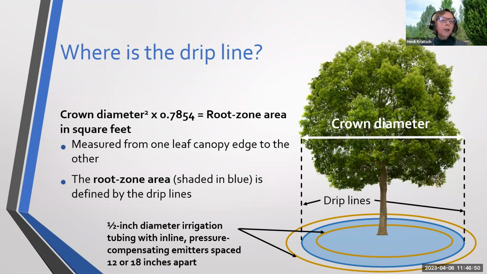And we recommend using half inch diameter professional irrigation tubing with inline pressure compensating emitters spaced either 12 inches or 18 inches apart. The reason we prefer that is because trees are long lived in our landscapes, and so we'd like our irrigation system to last a while as well. This tubing lasts longer and is less likely to be damaged by rodents than the quarter inch tubing, which is sometimes used. So I would recommend spending a little bit extra money and getting a good irrigation line.